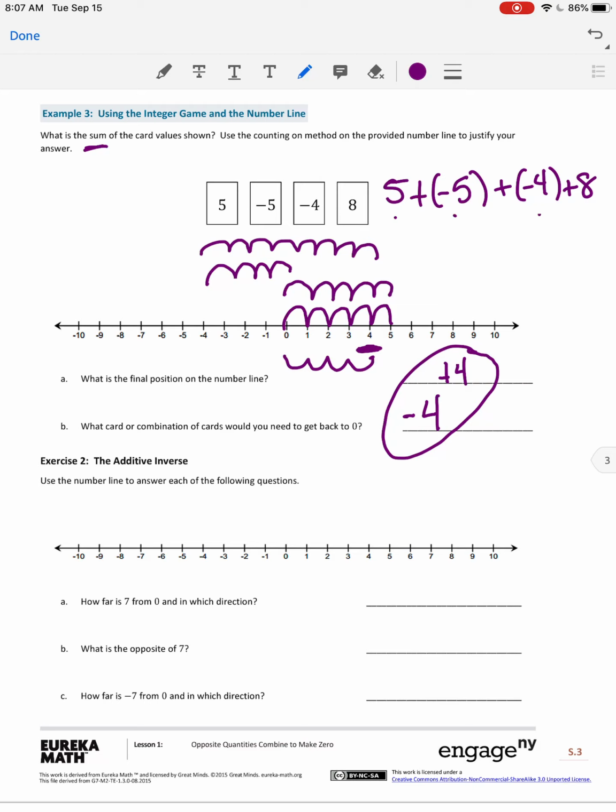The first one says, how far is 7 from 0 and in which direction? Well, if I'm thinking about 7 and 0, we've already done this example kind of. We're going from 0 to 7. That's 7 spaces. And it's to the right.